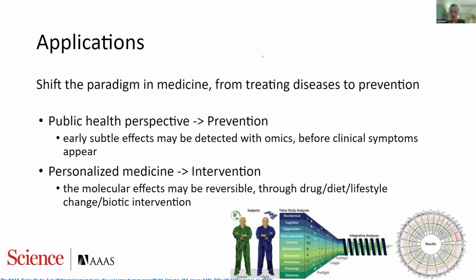And the first point, I already talked about prevention and personalized medicine. The point is also to be able to intervene, and maybe by better understanding the molecular effects of external environmental exposure, maybe we can find mechanisms by which we can reverse this association through drug, diet, lifestyle change, or biotic intervention.